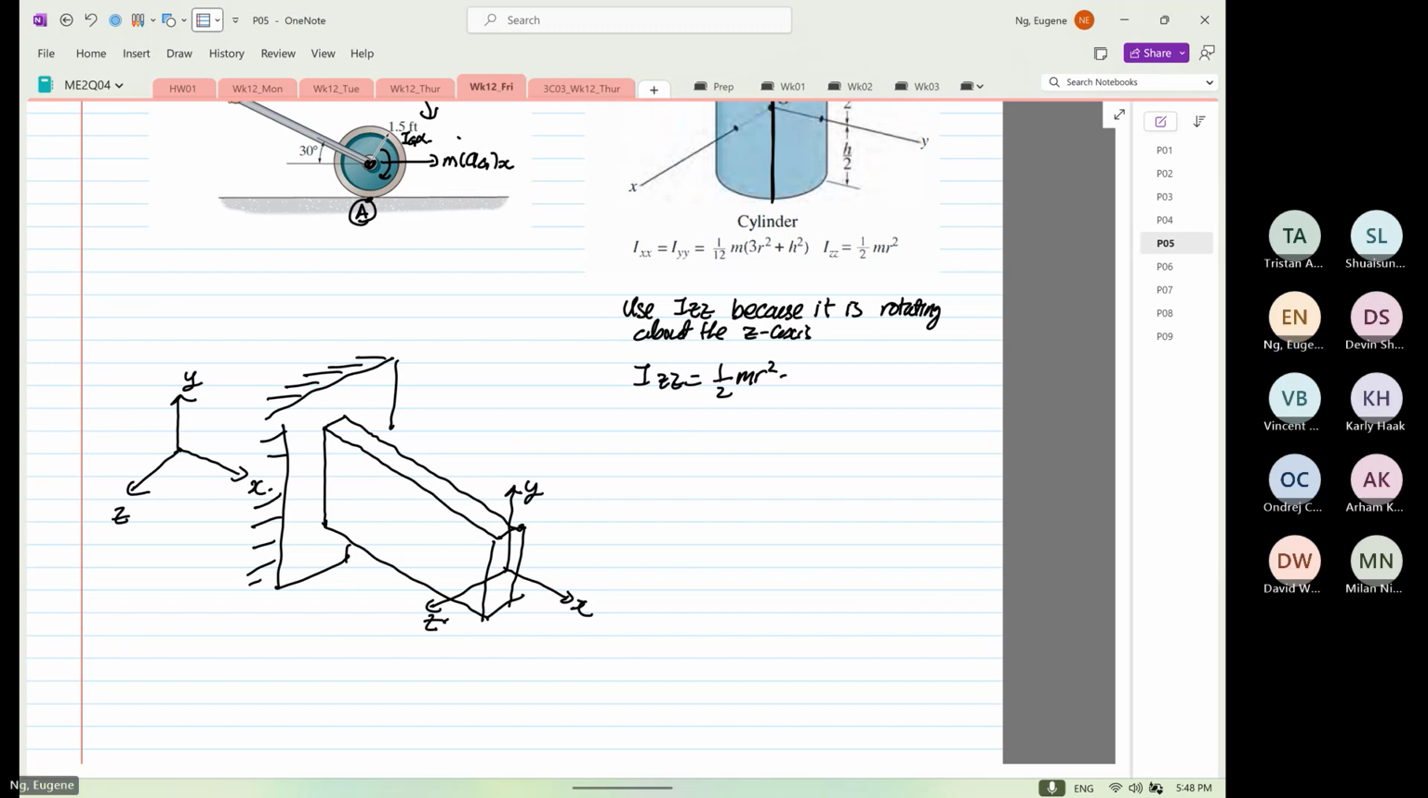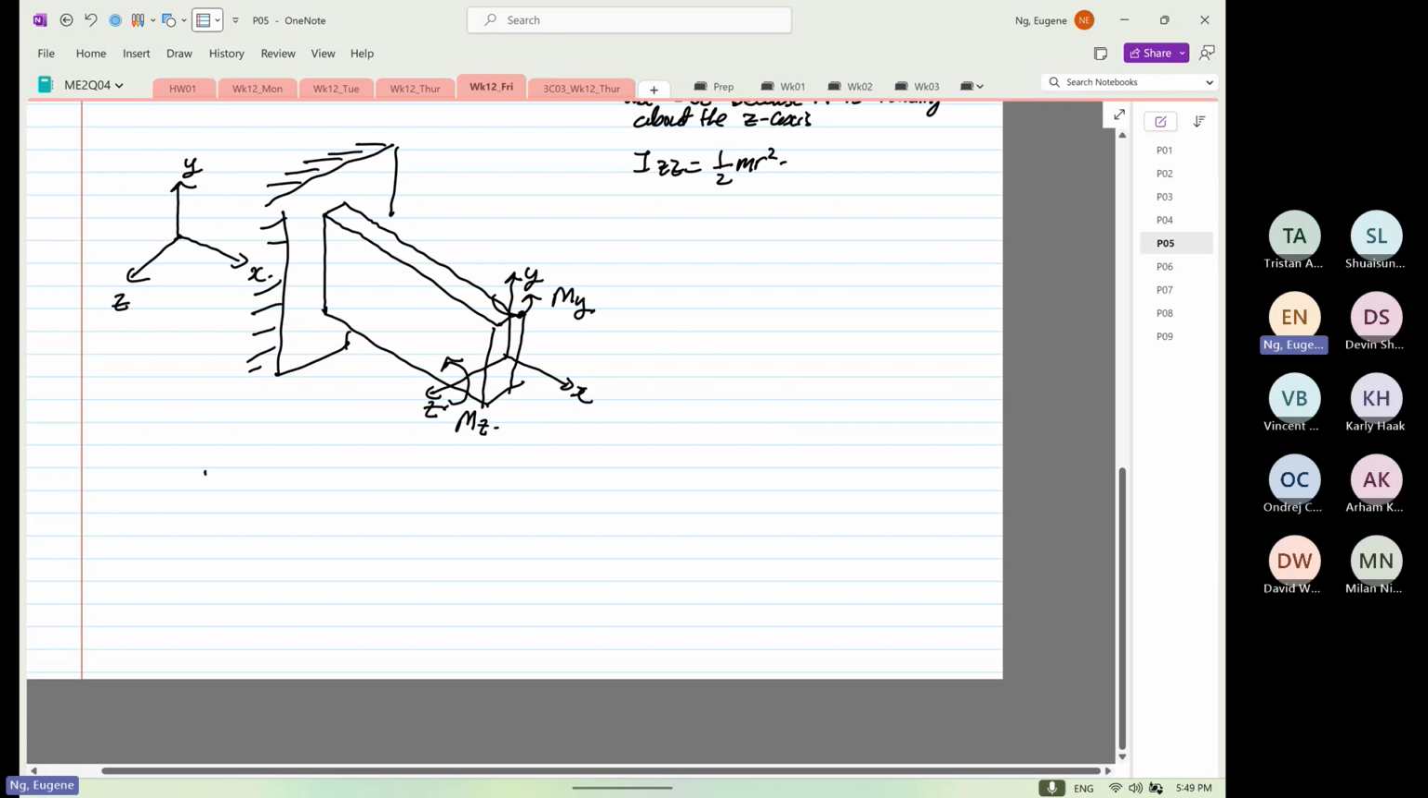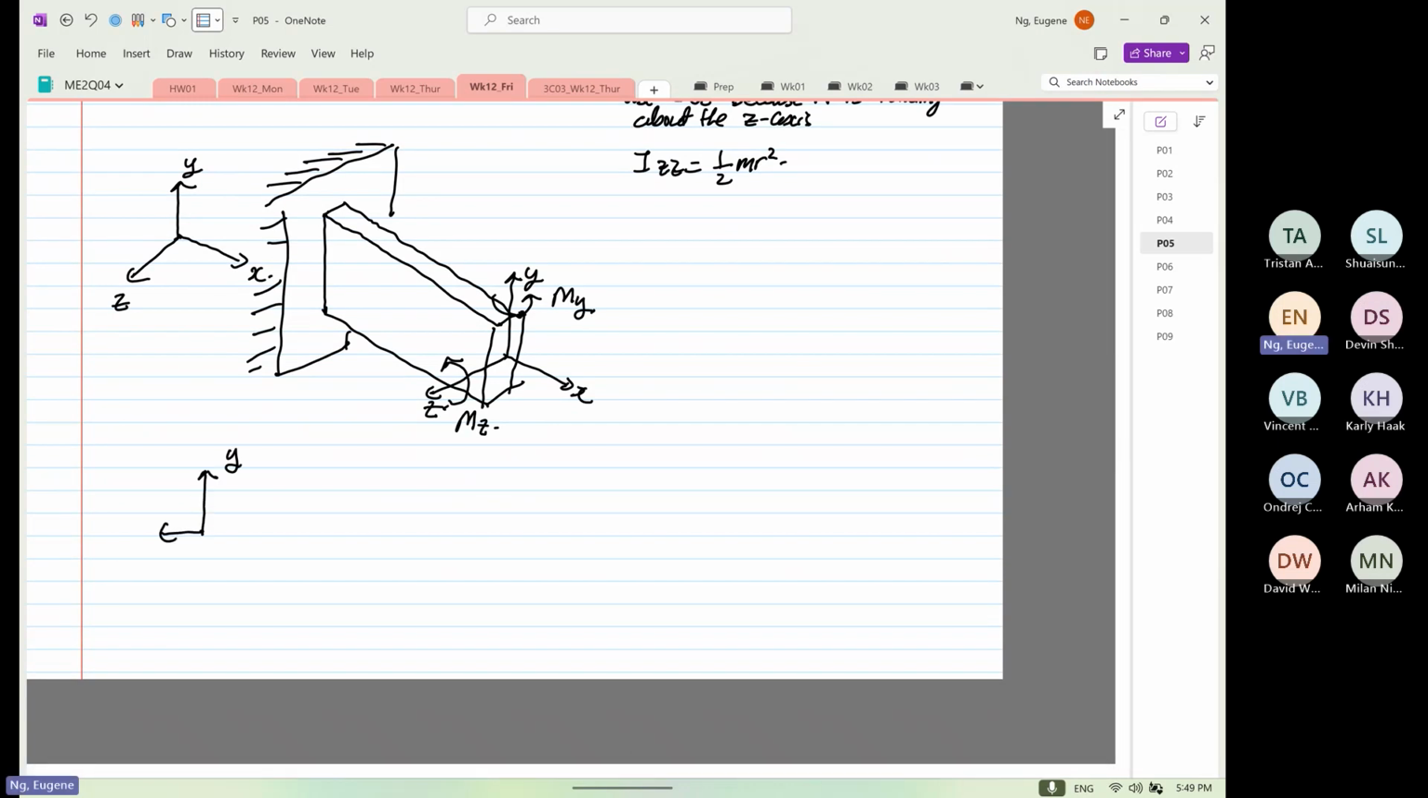Yes or no? Now I have two moments. One moment is applied this way, and this is our MY. The other moment is applied this way. That is our MZ. Okay. Now I'm going to look at the cross-section view. This is my Y, and this is my Z. This is my structure now.